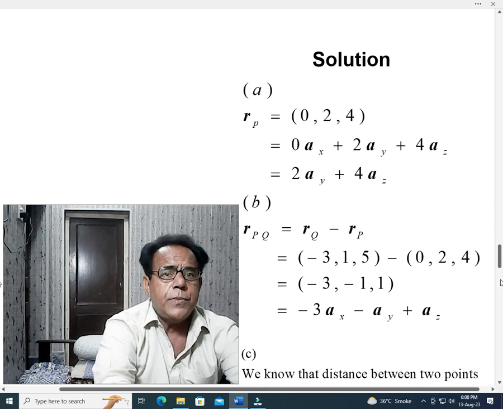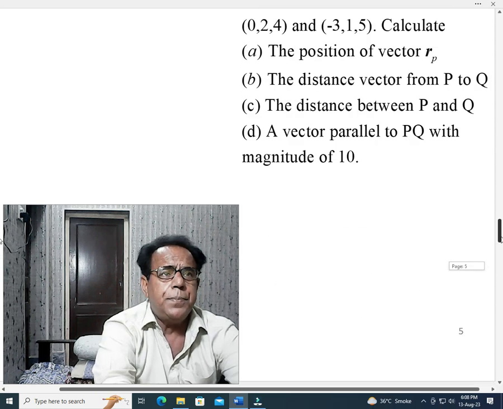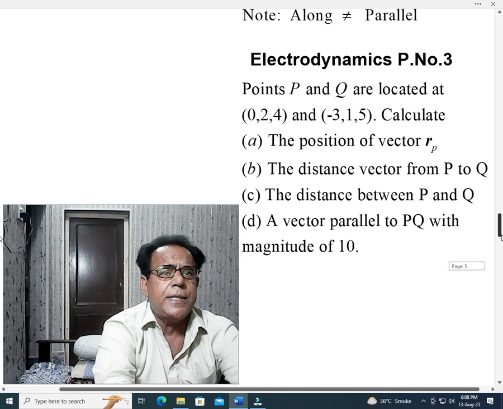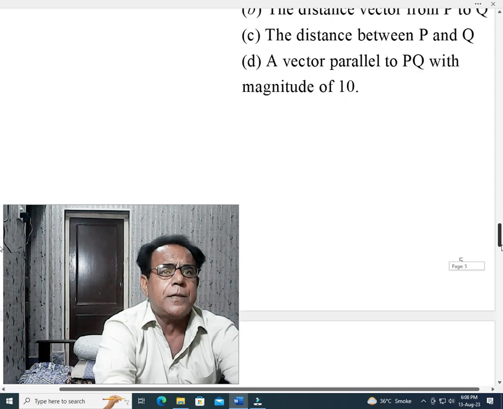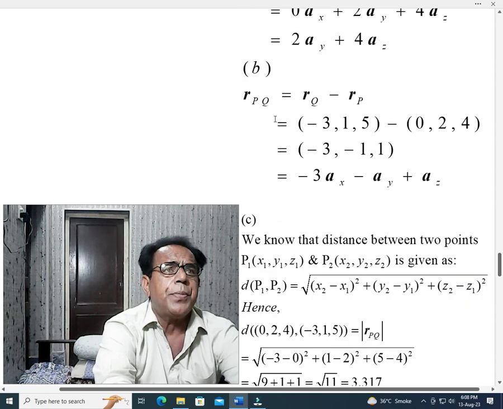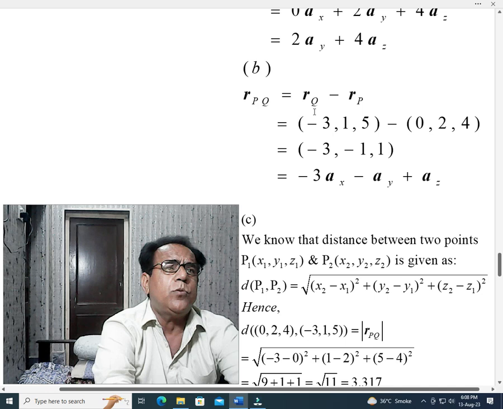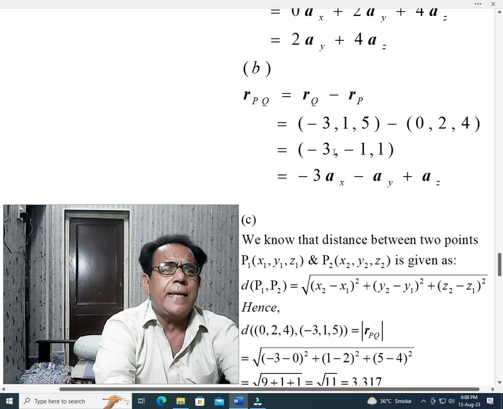Now we come to part B. What is part B? The distance vector from P to Q. The distance vector RPQ is equal to RQ minus RP. Here RQ will be the same as Q and RP will be the same as P. So their difference will be equal to this, and this can be written in terms of this. Both these expressions are correct.